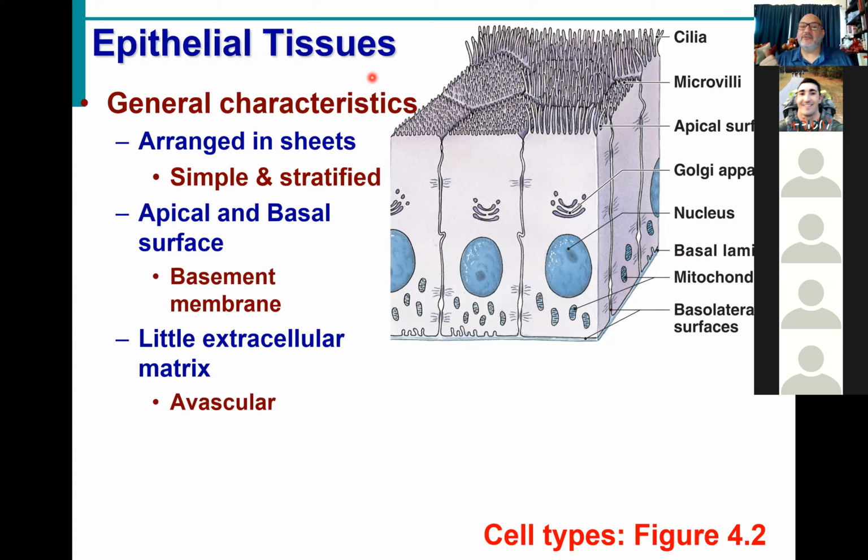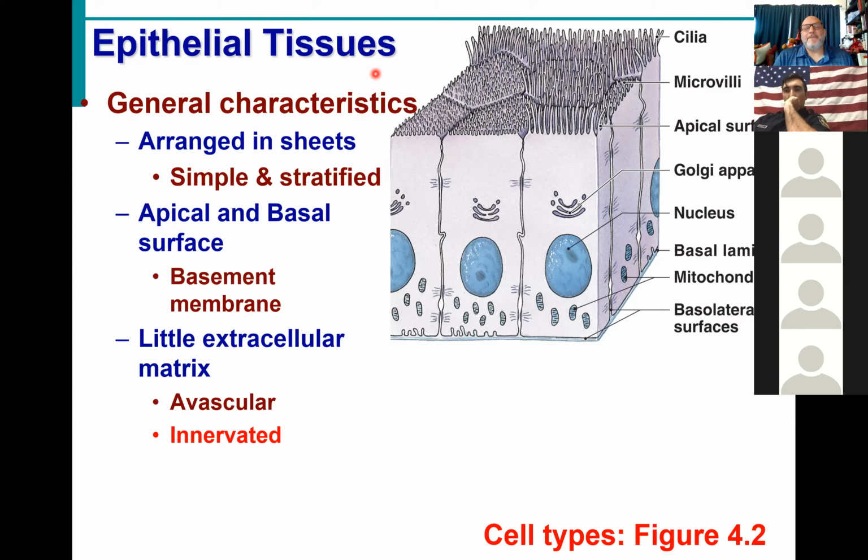Now, it's important to realize that while they're avascular, these are not dead tissues, right? We know there are some dead cells at the top of our skin, but there are plenty of living cells there as well. And they're not nonfunctional. While there are no blood vessels in our epithelial tissue, there are a large number of nerves.